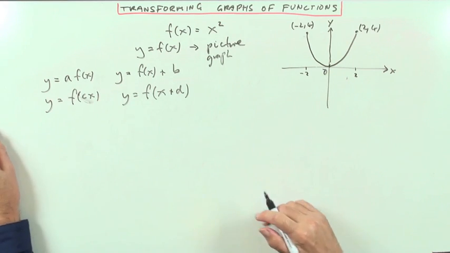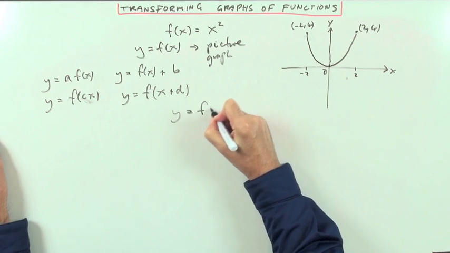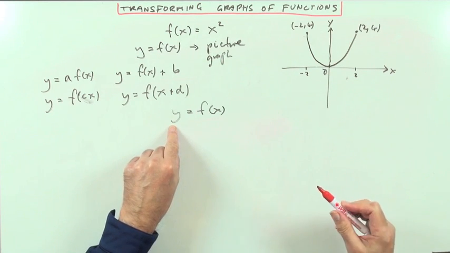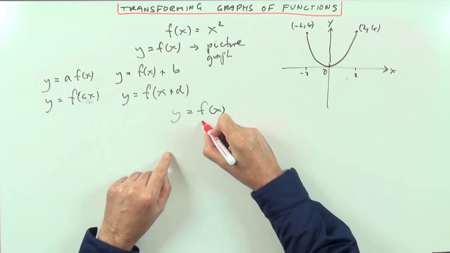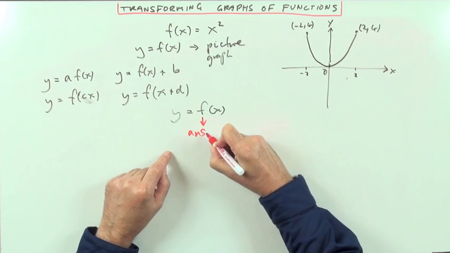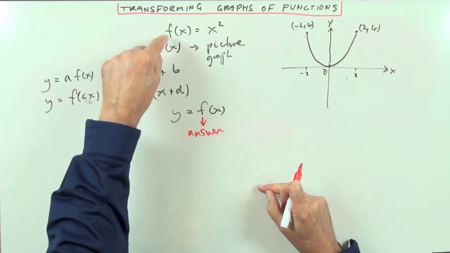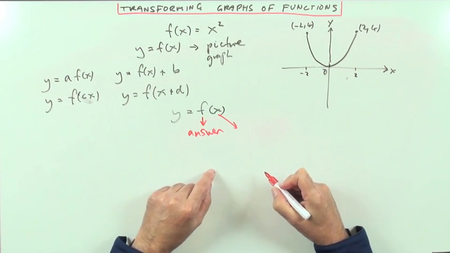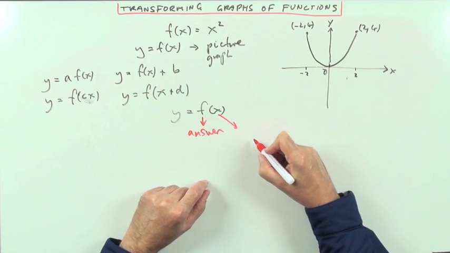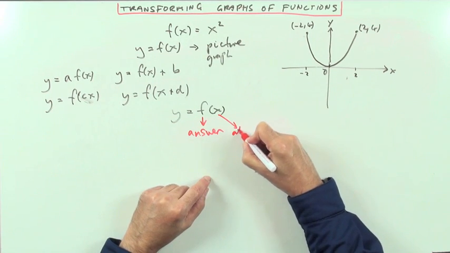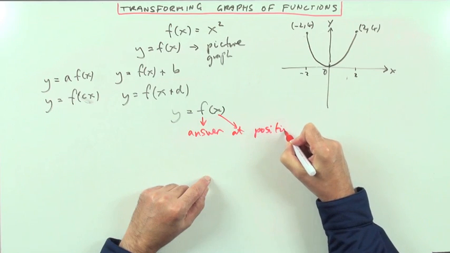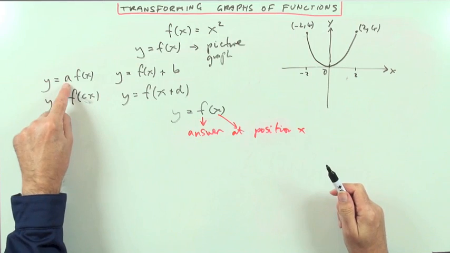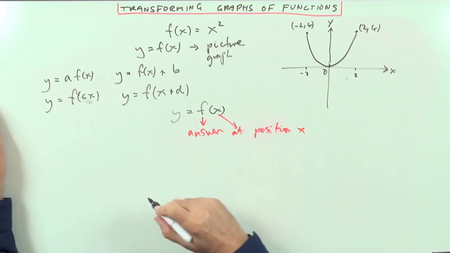And by that I mean this. Writing y equals f of x means that the value you're going to plot will be f, which stands for the answer you arrive at by applying that function, worked out at the position x. It's the answer at position, whatever's inside that bracket, at position x.